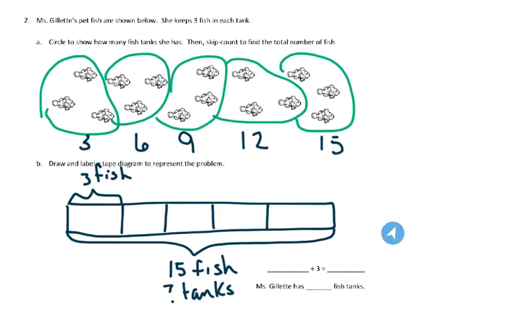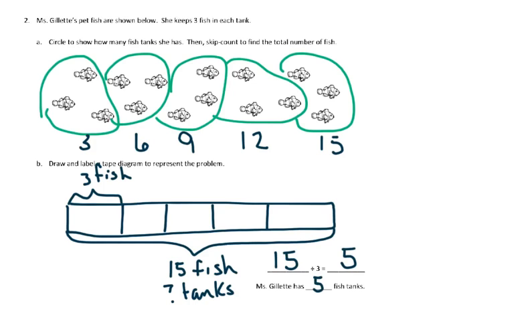So here's the tape diagram here. And I know that I had 3 fish in each tank. There was a picture of all the fish. I knew there's 15 fish total. So how many tanks do we need? So the division problem would be 15 fish divided by 3 fish for each tank gives you how many tanks? And the answer is 5. So Miss Gillette has 5 fish tanks.